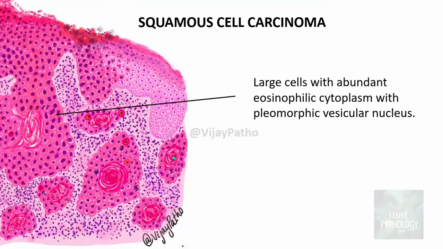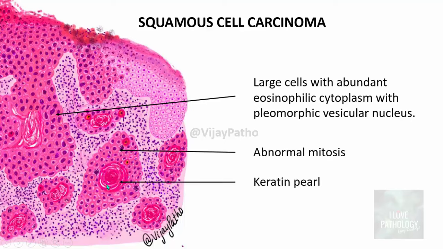On higher magnification, you can find that these tumor cells are large cells. They are polygonal with abundant eosinophilic cytoplasm. They have pleomorphic vesicular nuclei. You find evidence of abnormal mitosis here and there, and that's the keratin pearl which we discussed earlier. So this is the higher magnification of squamous cell carcinoma. This is an illustration of squamous cell carcinoma. You can find these abnormal cells. These are dyskeratotic cells, which have dense eosinophilic cytoplasm and pyknotic nuclei. And you can find evidence of lymphocytic infiltration throughout the tumoral stroma.